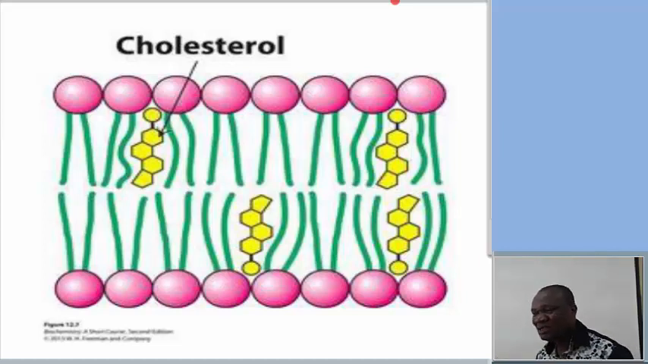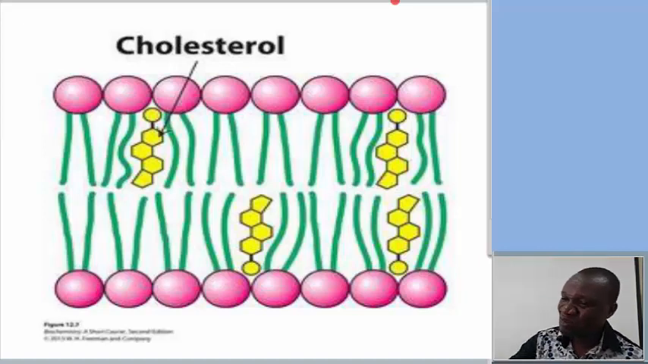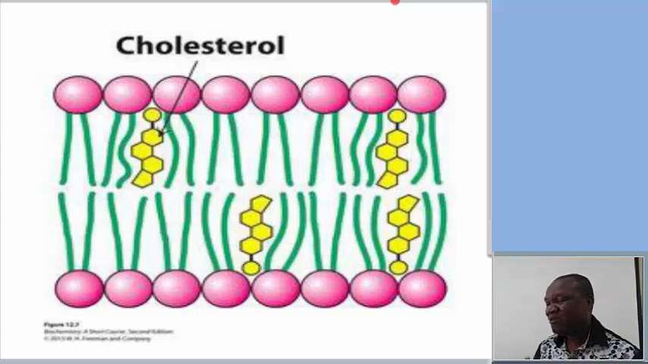It ensures that the temperature at which the lipid bilayer would solidify is depressed. Meaning, if cholesterol is present, the fluid nature of the lipid bilayer would be enhanced. Because at certain temperatures, fat or lipid solidifies. The presence of cholesterol within the lipid bilayer prevents the solidification of the lipid bilayer, even at very low temperatures.